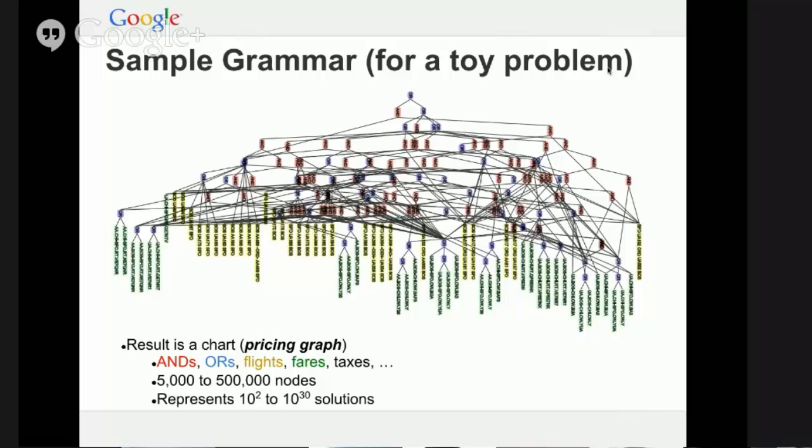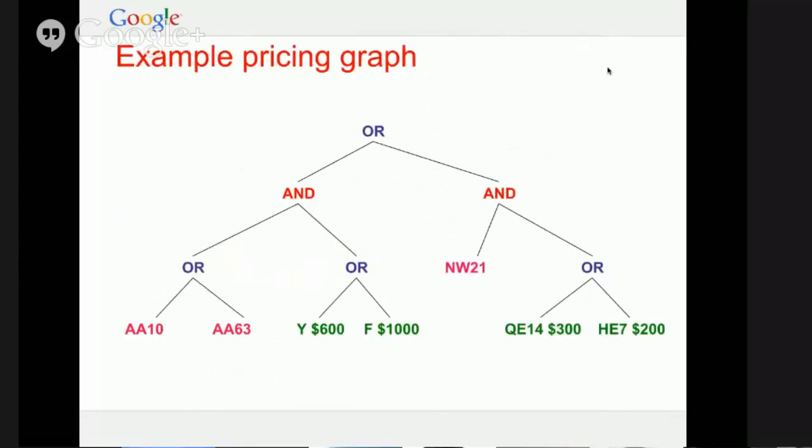And a real one has about 5,000 to 500,000 nodes in it. That's called a pricing graph. And it represents anywhere between 100 to 10 to the power 30 solutions. So how do you make sense of this? Well, let's take a much simpler instance of this for you to understand what is going on.